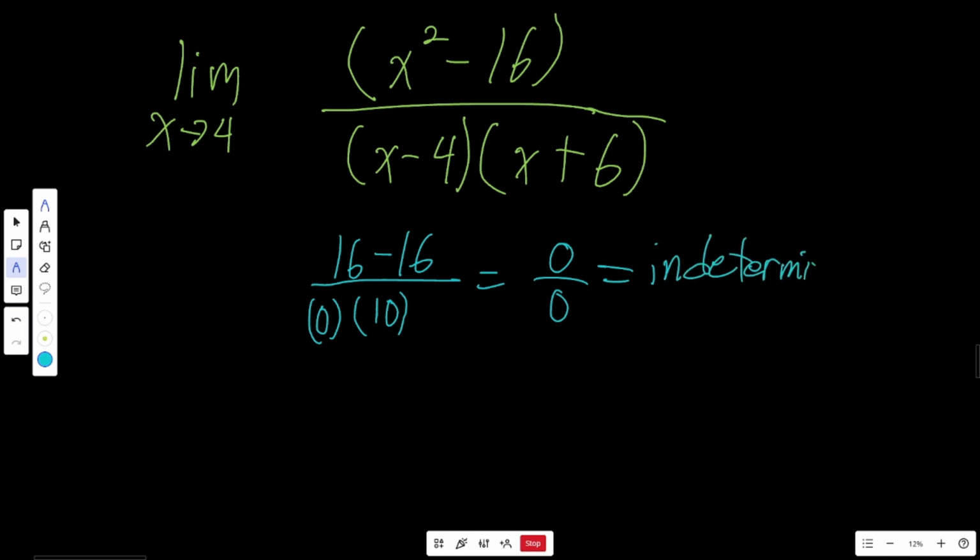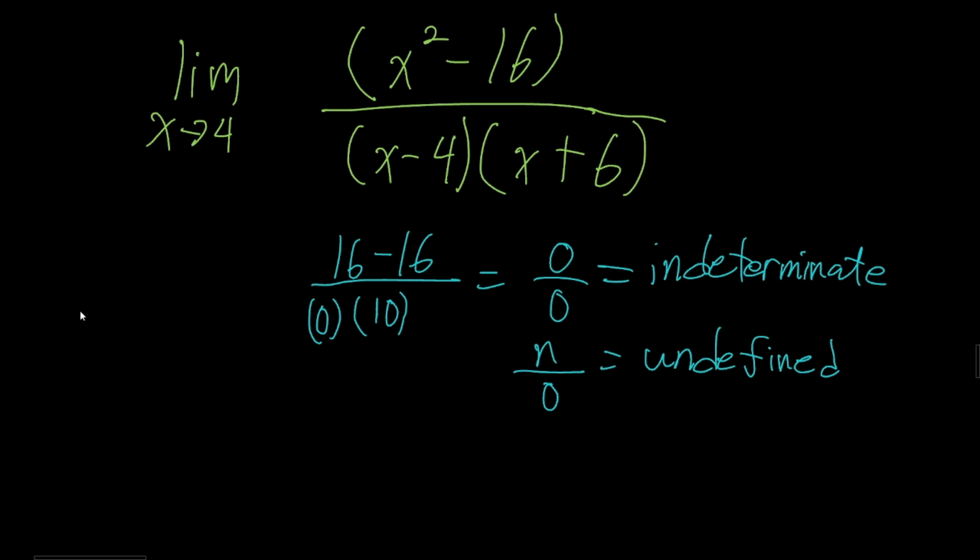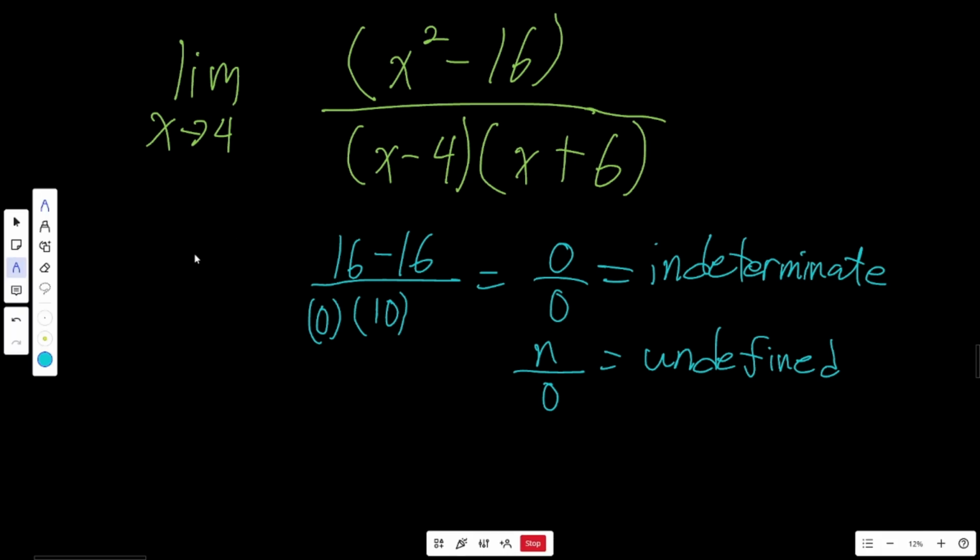Indeterminate is different from undefined. An undefined form would look like this: any constant over 0, or actually any term n over 0. This is undefined, so don't get those two mixed up. Indeterminate is when you have 0 on top and 0 on the bottom, and undefined is when you have any number or term on top and 0 at the bottom. Both of these are problems when it comes to limits.